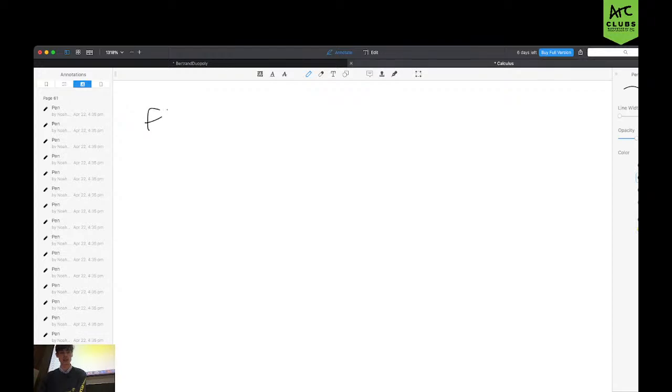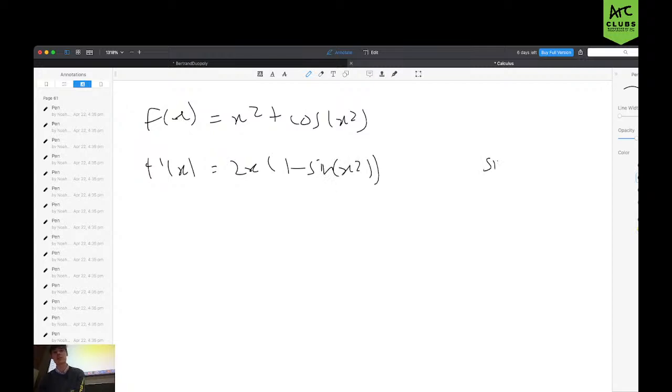So by just looking at f of x equals x squared plus the cosine of x squared, we know that f dash of x is equal to 2x, 1 minus sine of x squared. Well, we know that sine of x squared always lies between negative 1 and 1. Therefore, 1 minus sine of x squared is always going to be positive. And because x is always larger than or equal to 0, we know that the derivative is always greater than or equal to 0.